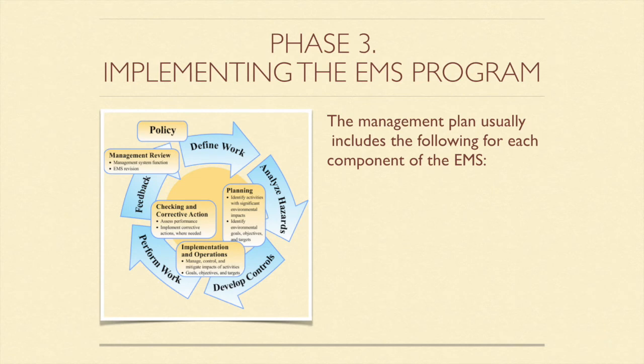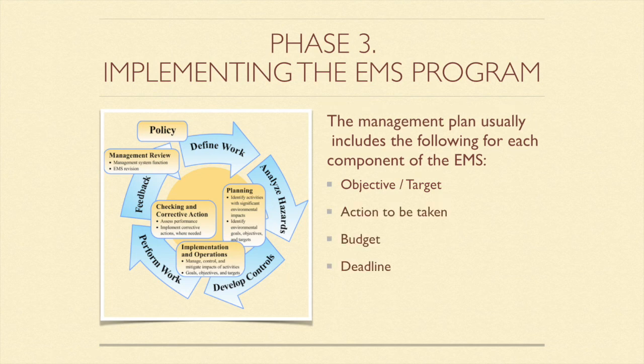Implementing the EMS program. A good management program is needed to successfully implement the environmental management system. An environmental management program is in effect the action plan to implement the EMS. The management plan usually includes the following for each component of the EMS: the objectives and targets, the actions to be taken, the budget, the deadlines, and the departments concerned with the implementation component.